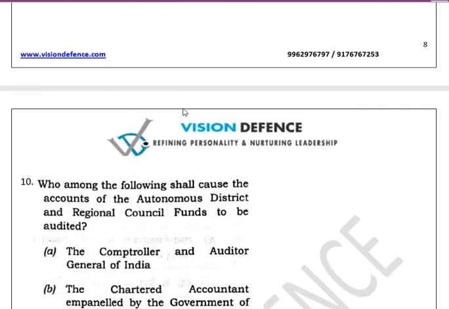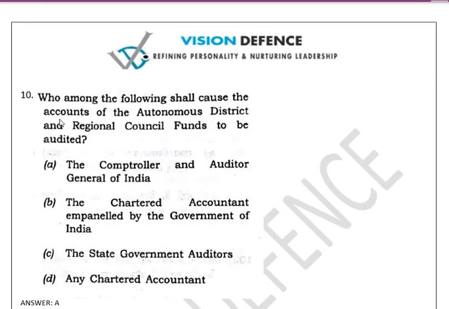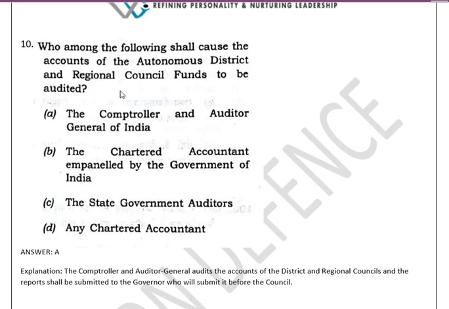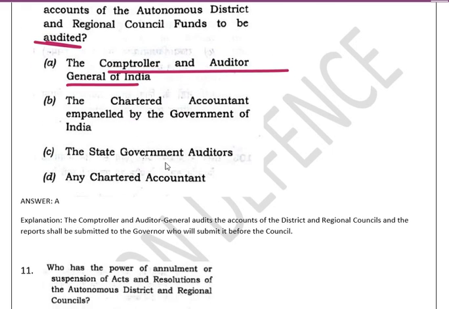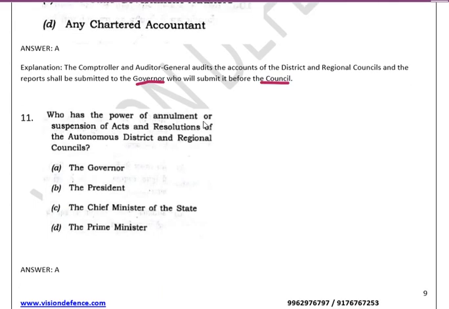Answer is B. 10. Who among the following shall cause the accounts of the autonomous district and regional council funds to be audited? So it is the CAG. Okay, Comptroller and Auditor General of India. He submits the report, but he submits the report not to the president but to the governor, who will submit it before the council. Okay, so that is one point.